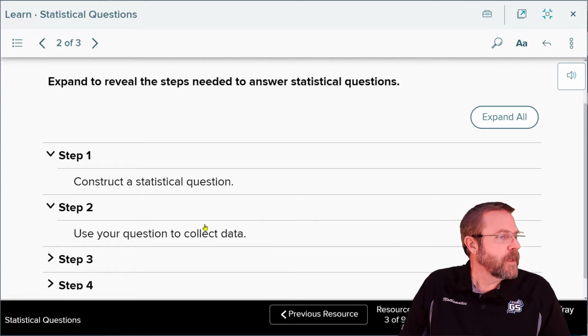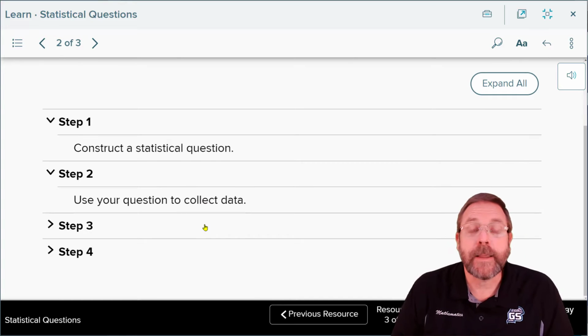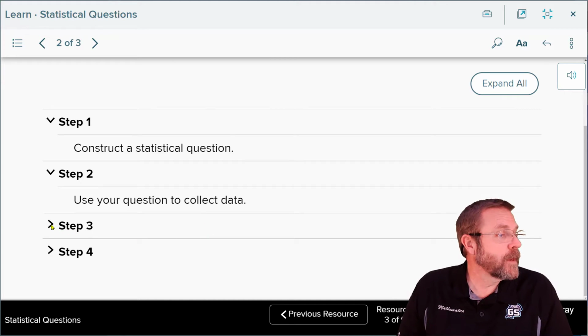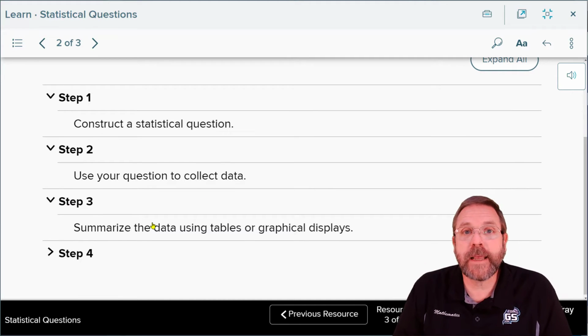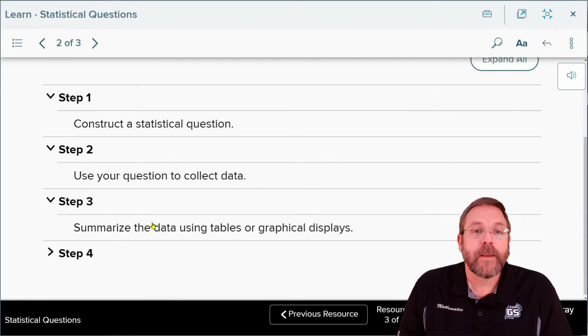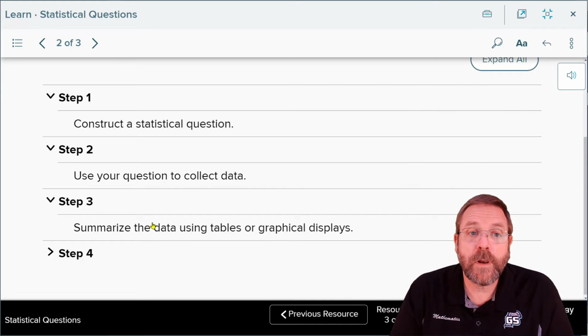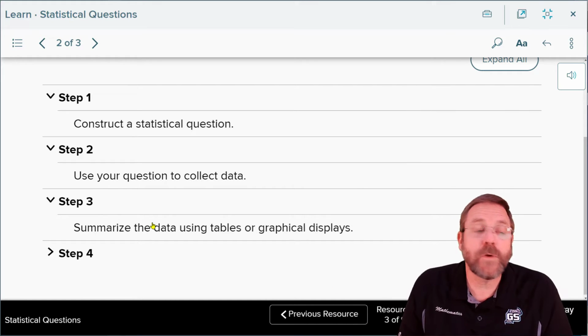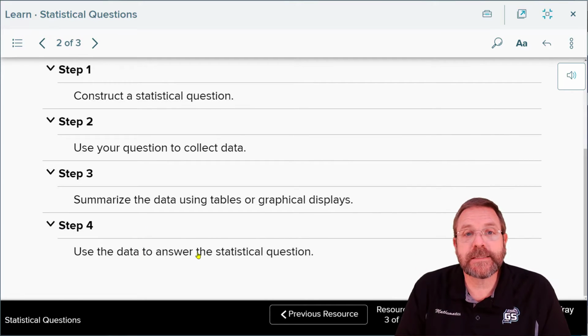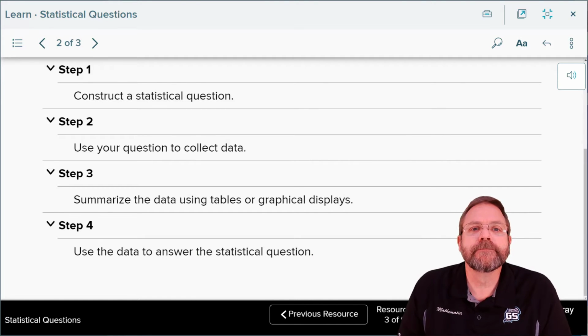The next step is to use the question to collect data. In other words, ask the question to lots and lots of different people. The next step is going to be to summarize the data using graphical displays or tables. Means you have to put the data you collect someplace so it can actually be interpreted, so you can understand it. And finally, step 4 is to use the data to answer statistical questions. In other words, based off the data that Brady collected with his roller coaster ride, how long could he expect to wait in order to get on that puke machine?